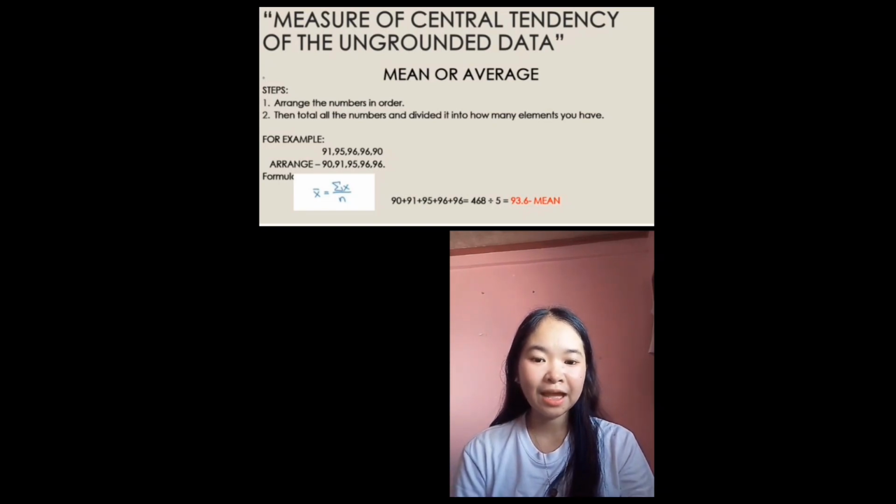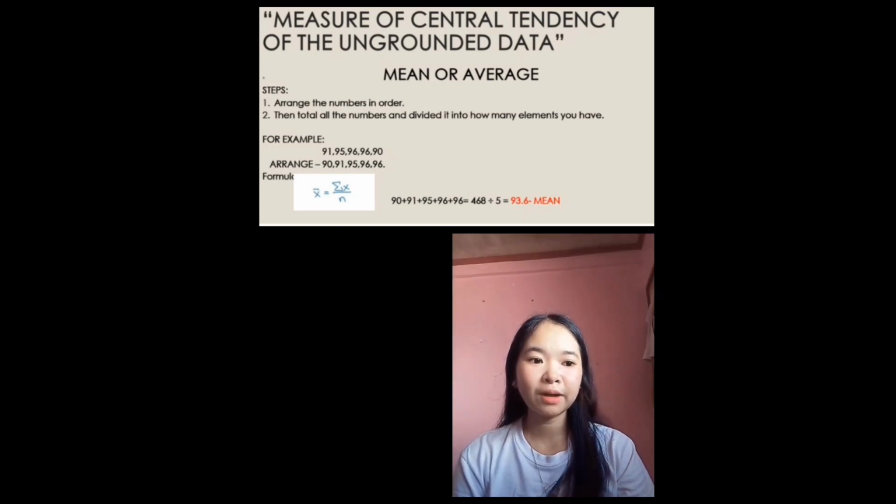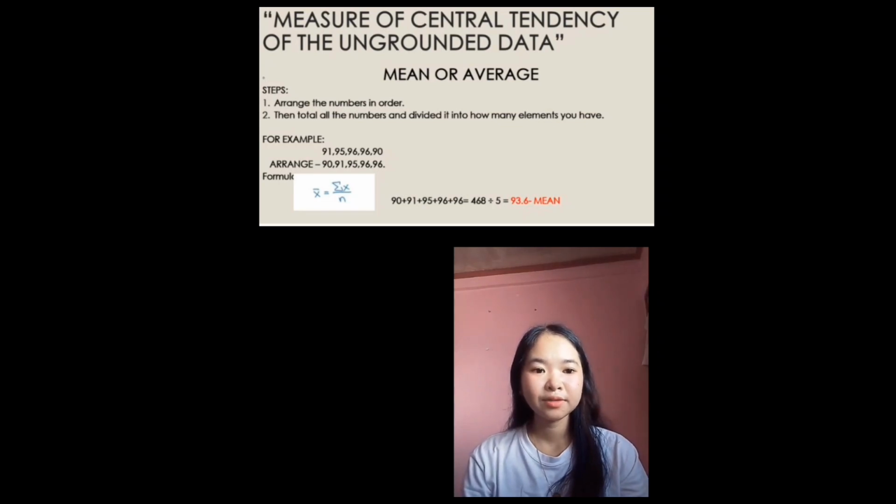So we have the formula for finding the mean. We have x bar, which is the mean, equal to the summation of x, where x is the individual value, over n, which is the sample size. So the total of the given example is 468, and we have 5 numbers or 5 elements, so we divide 468 by 5, which is equal to 93.6. So our mean is 93.6.